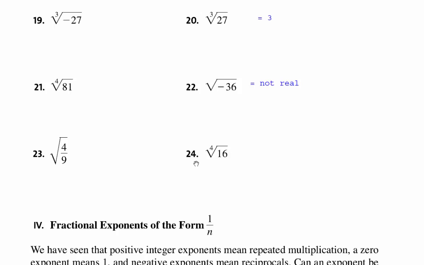For number 24, we're asking ourselves, what number multiplied by itself 4 times will give me 16? Well, I think the answer would be 2. If I were to multiply 2 times 2 times 2 times 2, right, we do that 4 times, I get 16. So 2 would be my answer.